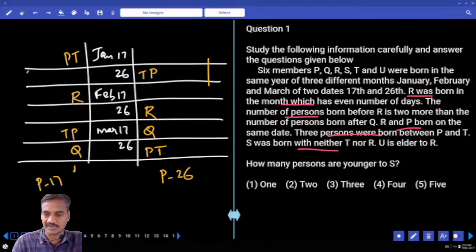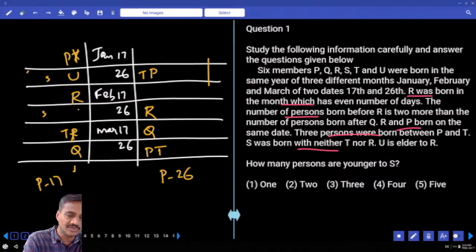And S was born with neither T nor U. S is not born with T as well as U. Then, if T cannot be at this place, then T will be here. Hence, S can be either here or here. And next one, U is elder to R, so U is here. If U is here, S will be here. Then what is the order we have? P, U, R, S, T, Q.